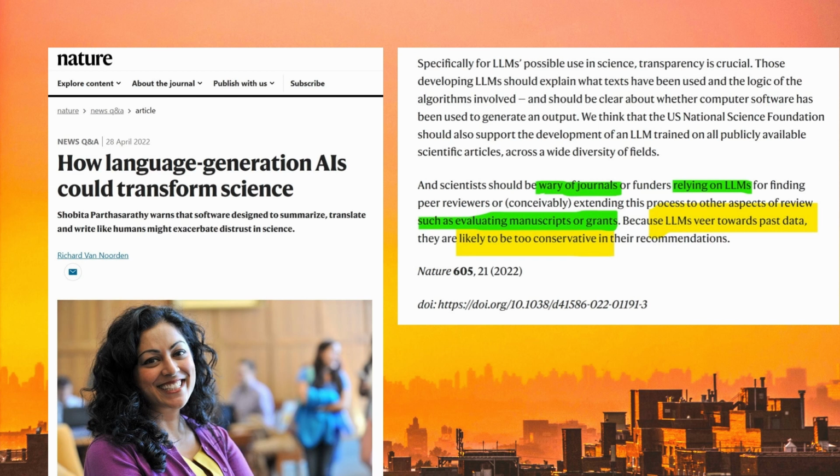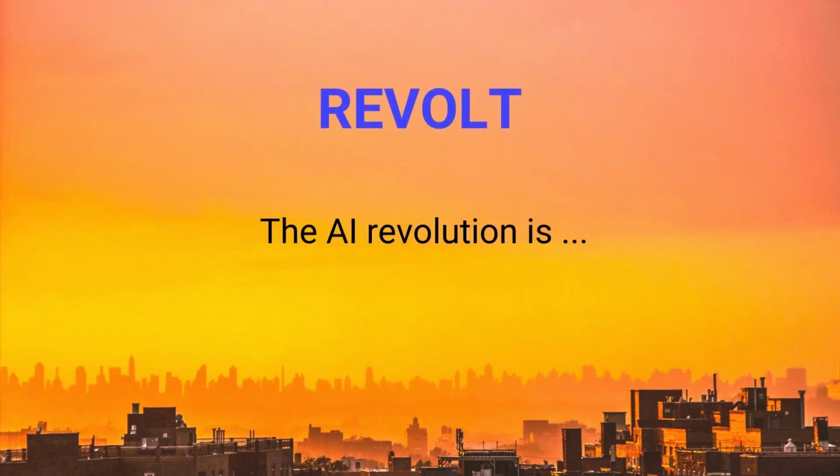So they say, careful, watch out. Those LLMs are likely to be too conservative in their recommendations if they would be applied to those aspects of evaluating or granting within the scientific community or within the public resources. So therefore, if you think about the AI revolution, I think the AI revolution is here and is ongoing.